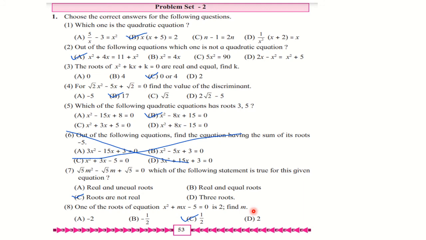Then problem set 2. All the MCQs are discussed by me. Already we have tick marked them. From that, the 6th MCQ is cancelled, which is based on the relation between the roots and coefficients. So that particular one is cancelled here, so you also cancel it.